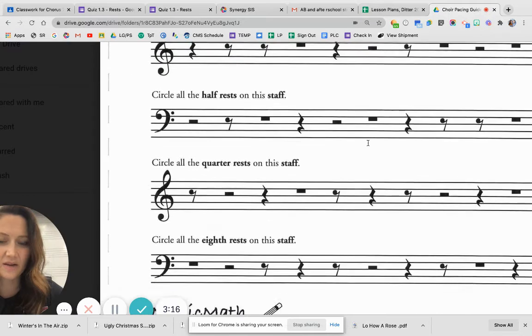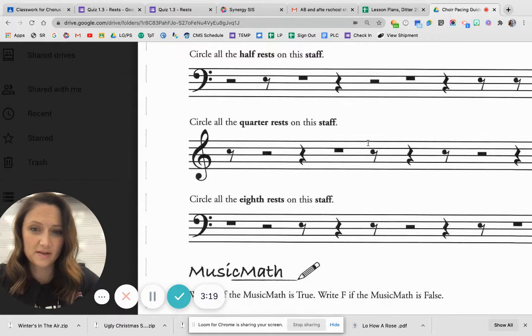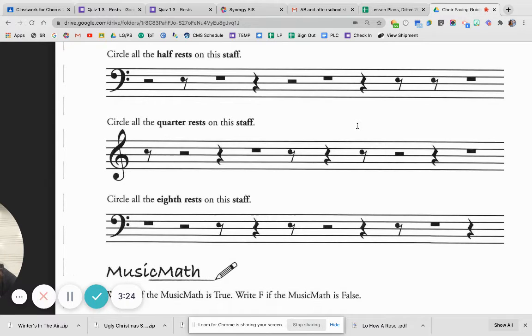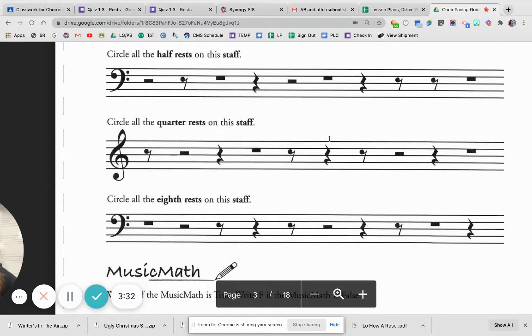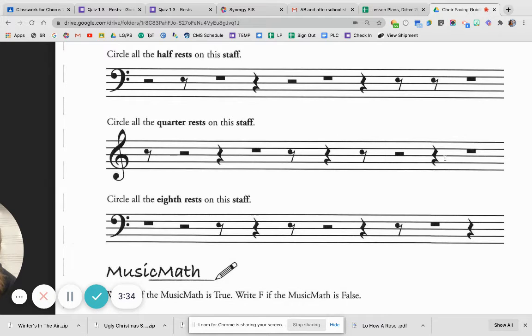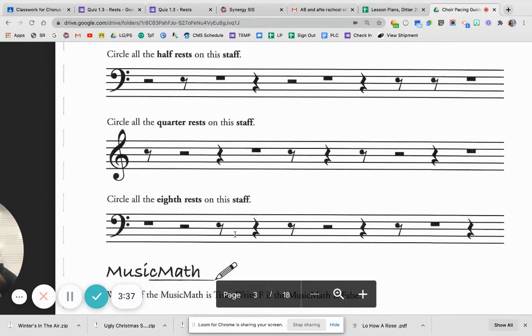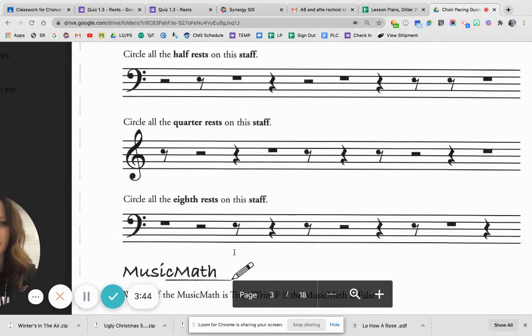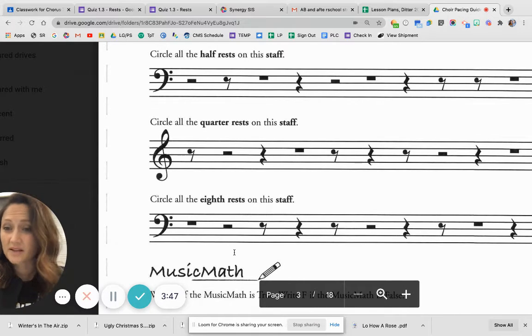On the next line, they want you to identify all the quarter rests. So as you scan through, how many do you see? 3 is correct. 1 right here, 1 right here, and 1 right here. Finally, circle all the eighth rests with your mind. How many do you see? The answer is 3. We have 1 right here, 1 right here, and 1 right here.